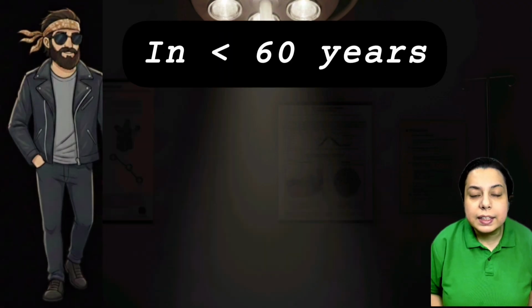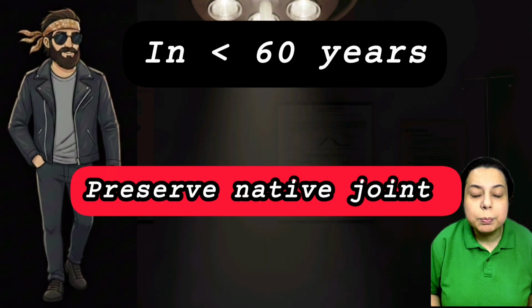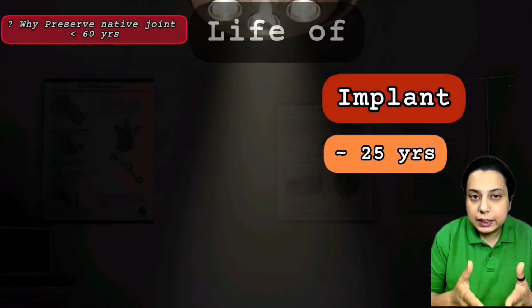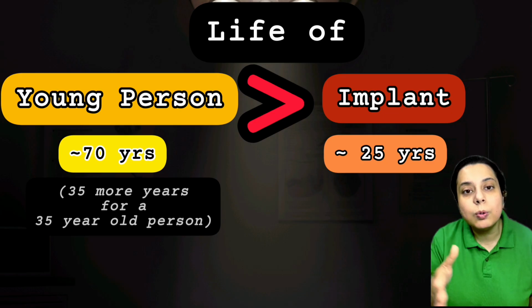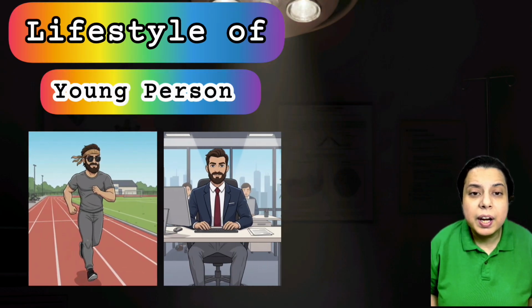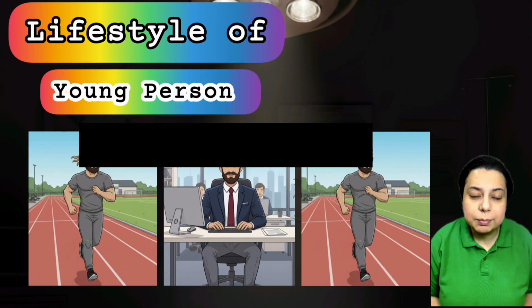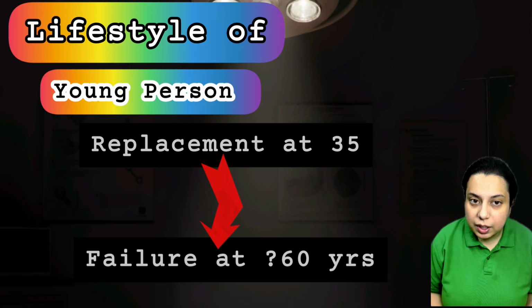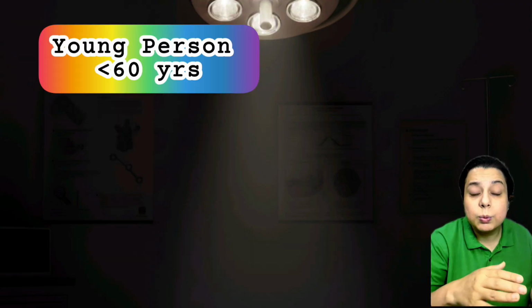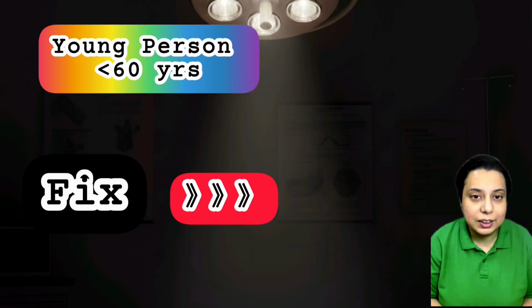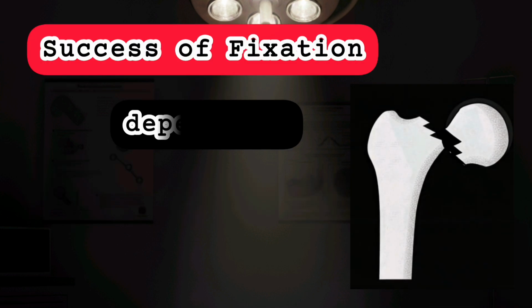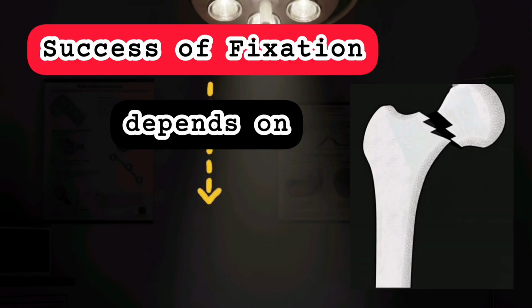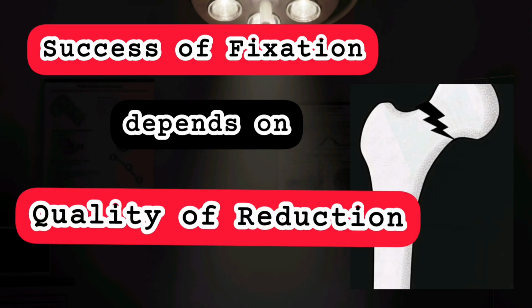The second reason is that in a young patient, we always try to preserve the native joint. See, a THR has a finite lifespan. A young patient generally outlives the implant, and because of high activity, early replacement leads to faster wear and more revisions later on. So we would prefer to do fixation in these cases. Prefer, because even success in these cases which have been converted to undisplaced fracture depends heavily on one thing: reduction quality.